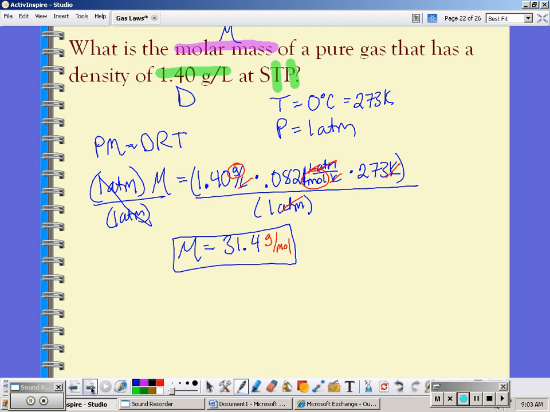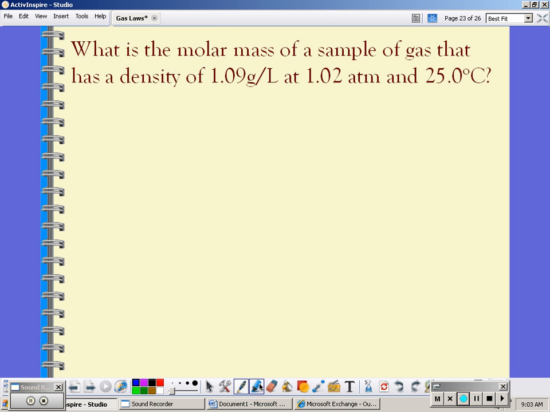Looking at another problem, we're given density again, we're given pressure, we're given temperature, and we're solving for molar mass. Anytime you have density and you're looking for molar mass at a certain pressure and temperature, then you know it's the ideal gas law application. Temperature is equal to 273 plus 25 degrees Celsius, so my temperature is going to be 298 Kelvin.